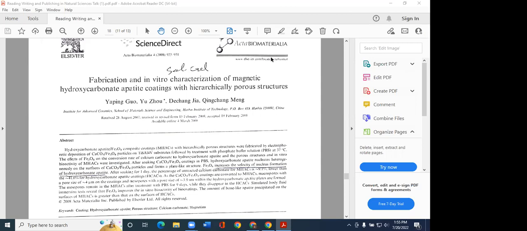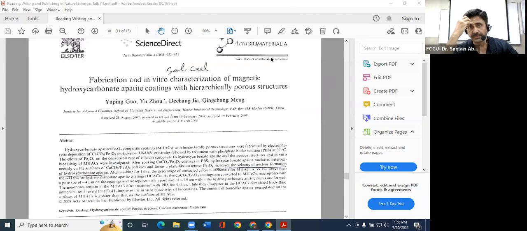Miss Anila Khan from non-FCCU is asking, how is the process of publishing the paper or article? She's asking about the publication process. What is the process of publishing the paper or article?